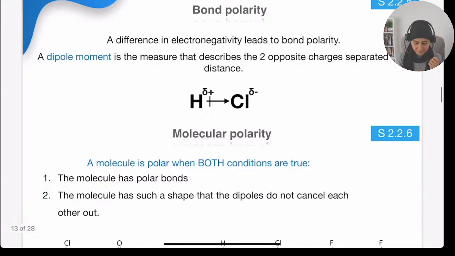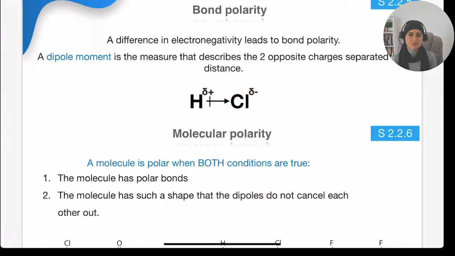So if you have two atoms, non-metals, we're only talking about covalent bonds, with different electronegativity, then the bond would be polar because there would be a dipole moment between the two atoms. The dipole moment is the measure that describes two opposite charges separated by distance. So if you have an HCl bond, the more electronegative atom is chlorine.